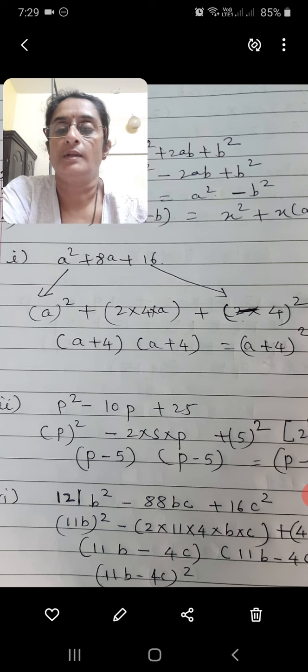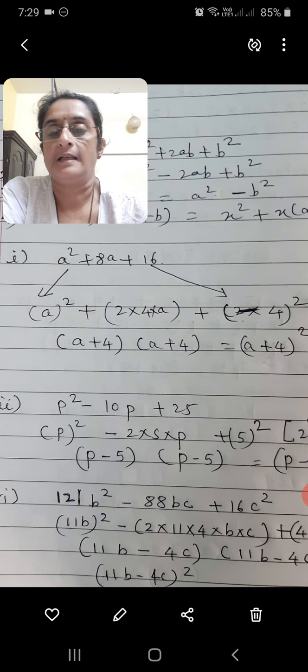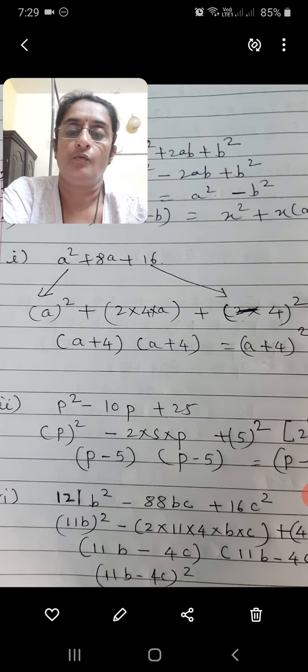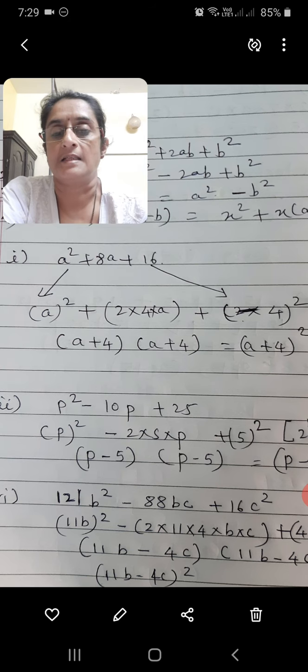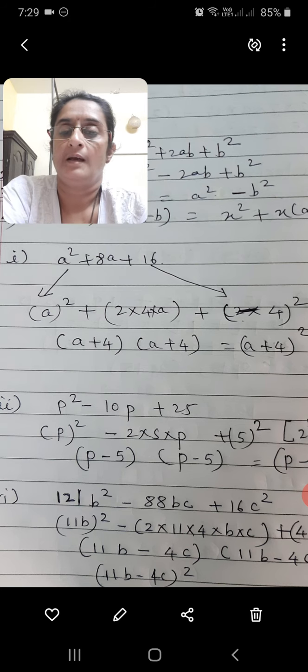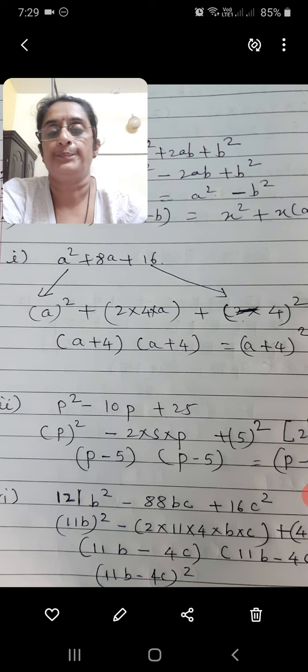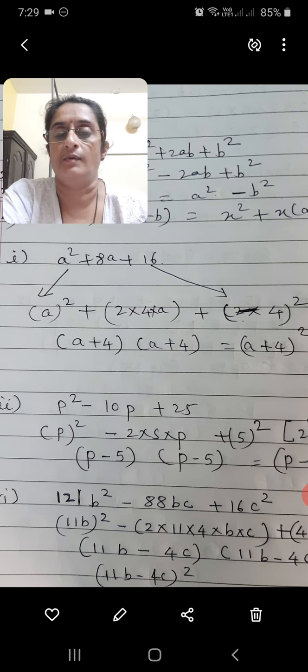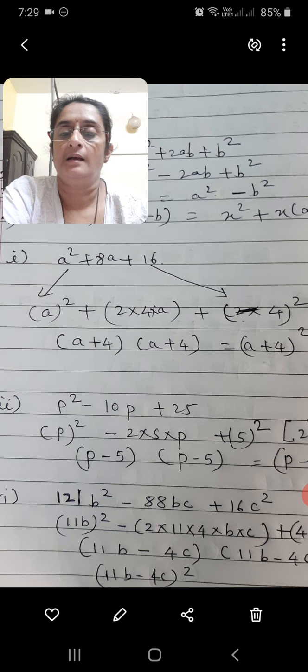Now let us go to the next one, that is p square minus 10p plus 25. Now we'll consider the first and last term first. The first term is p square, so what will be the root of that? P is square. And what is 25's root? That is 5 square. Now split the middle term, that is 2 into 5 into p.